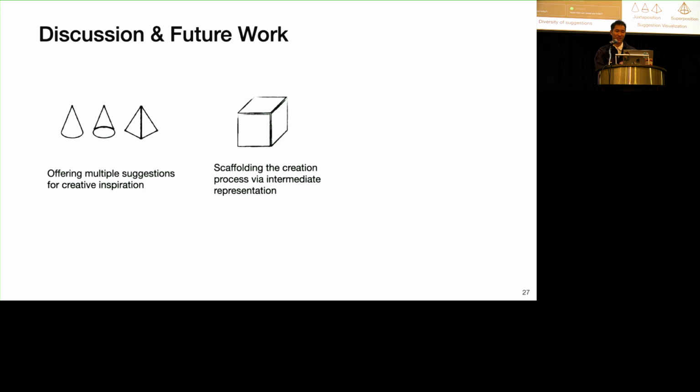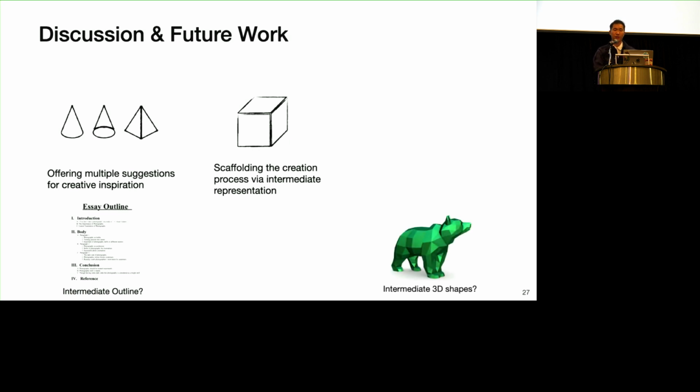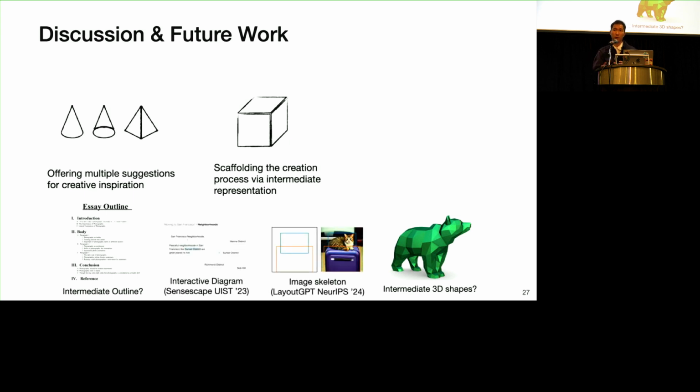Also, we found that scaffolding the creation process via intermediate representation is important and could give users more control and agency. In other contexts, for example, what if instead of giving me a 5,000 words essay, you could give me an intermediate outline of the essay? Or let's say in the task of 3D, can you give me an intermediate representation of the shapes? That's something that we haven't explored in this project. And there are some other already explored approaches, such as using interactive diagrams for text or image skeletons for image generation. So those are interesting ideas.